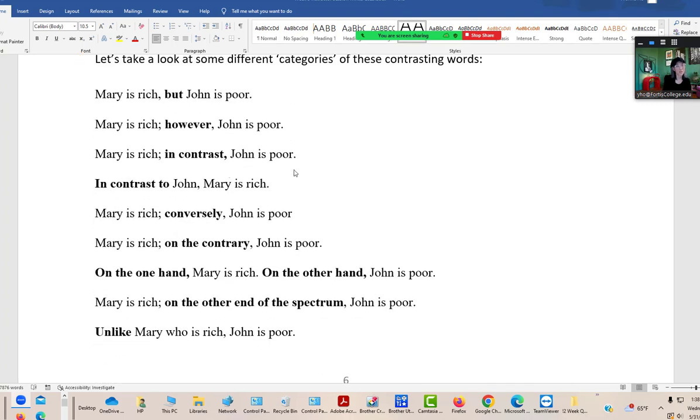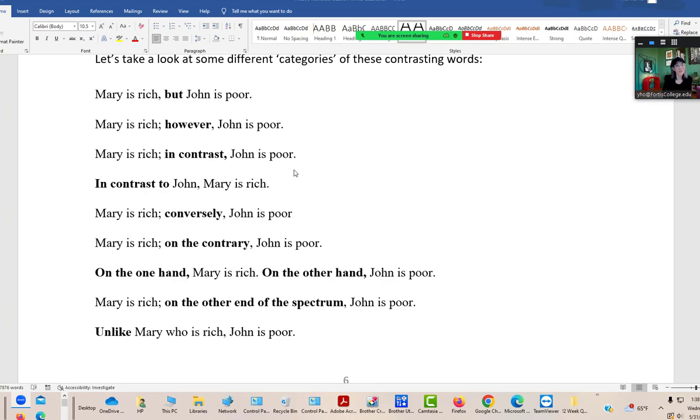Mary is rich, but John is poor. Mary is rich; however, John is poor. Mary is rich; in contrast, John is poor. In contrast to John, Mary is rich. Mary is rich; conversely, John is poor. Mary is rich; on the contrary, John is poor. On the one hand, Mary is rich; on the other hand, John is poor. Mary is rich; on the other end of the spectrum, John is poor. Unlike Mary, who is rich, John is poor.